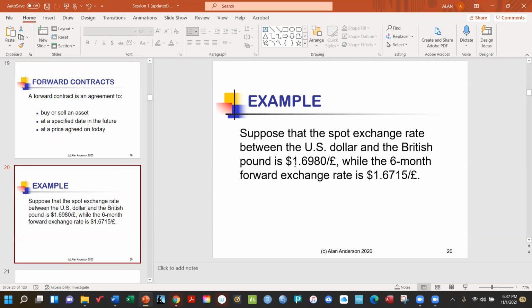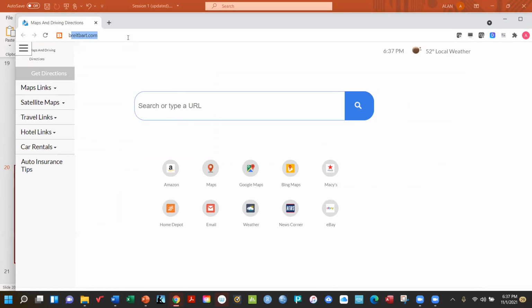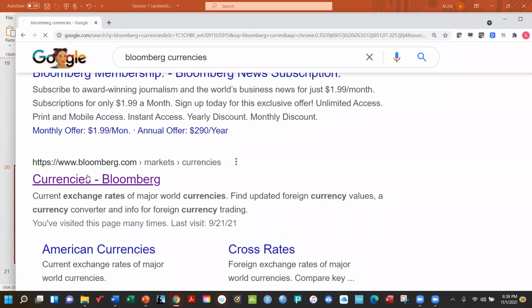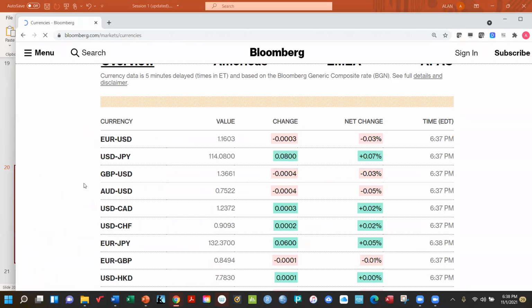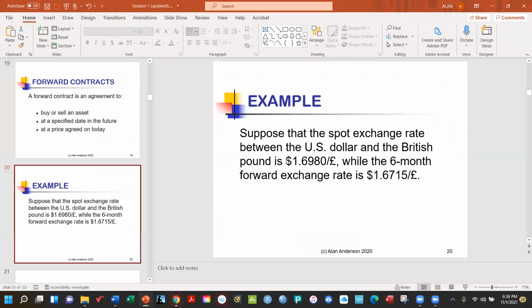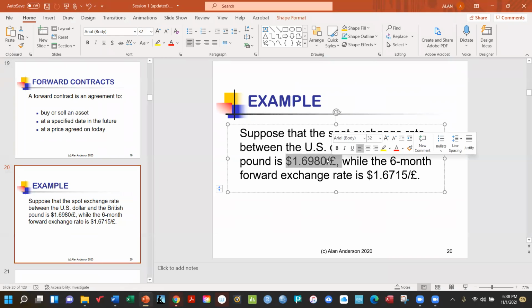Now, this example obviously is a little dated because at this point in time, the exchange rate between the dollar and the pound is quite a bit lower. This was pre-Brexit. Let's see, what is it now? I'm going to guess it's around $1.40. Okay, roughly $1.36. So each British pound will cost you 1.3661. So if you're going to go on a trip to London, this is how much you expect to pay for your pounds. This is referred to as the spot price or spot exchange rate.